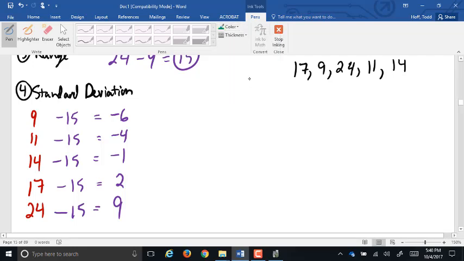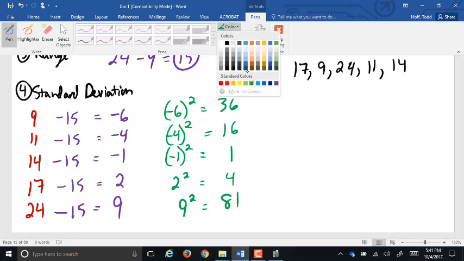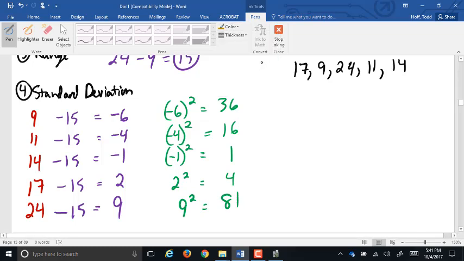What's step 3? Square them. What's negative 6 squared? 36. Negative 4 squared? 16. Negative 1 squared? 1. 2 squared? 4. And 9 squared? 81. What is step 4?